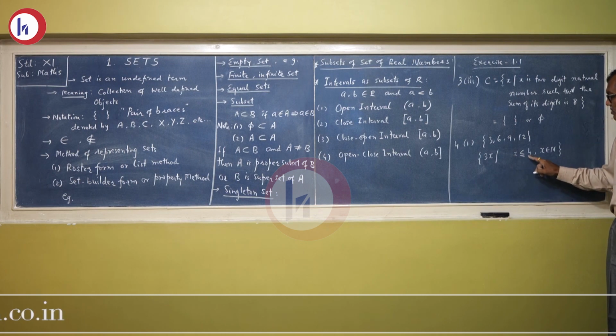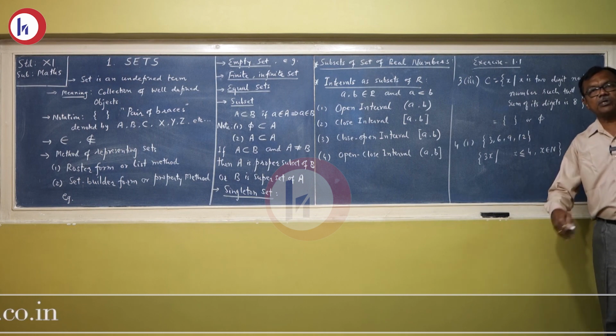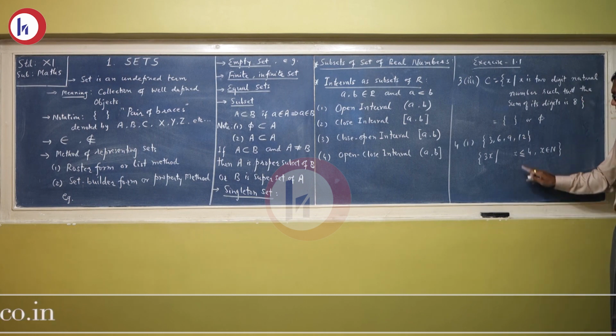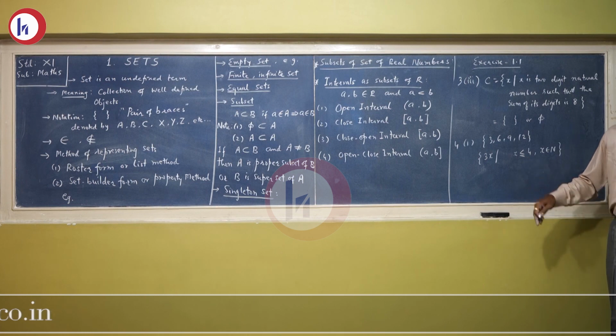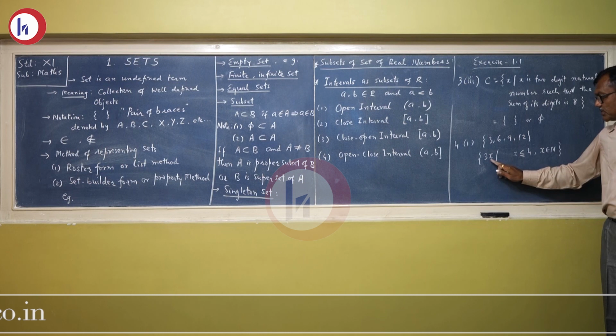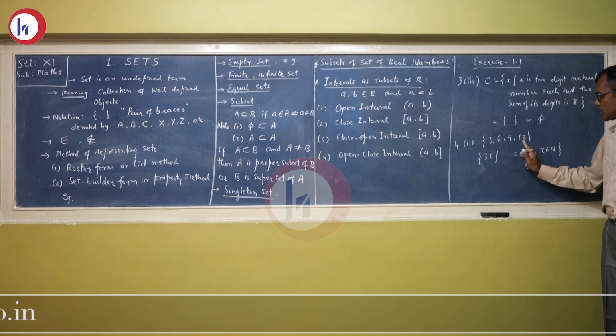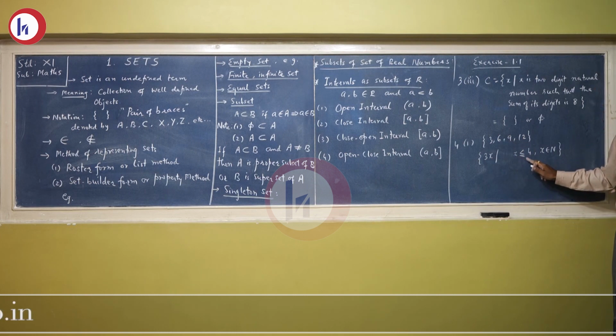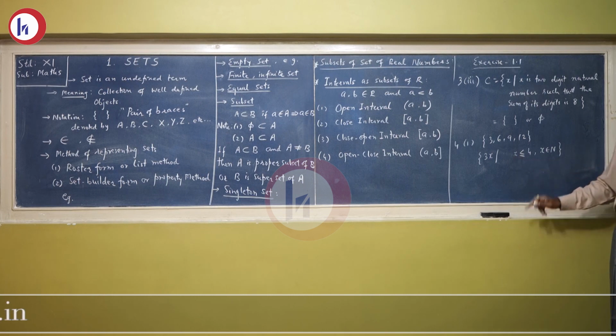So x is less than or equal to 4, x belongs to N. Go on taking the numbers which are in N, but less than or equal to 4. The first number is 1. Substitute here 1, it becomes 3, 3 into 1 is 3. Here 3 into 2 is 6, 3 into 3 is 9, 3 into 4 is 12. And don't take more than 4, x is less than or equal to 4, x belongs to N.